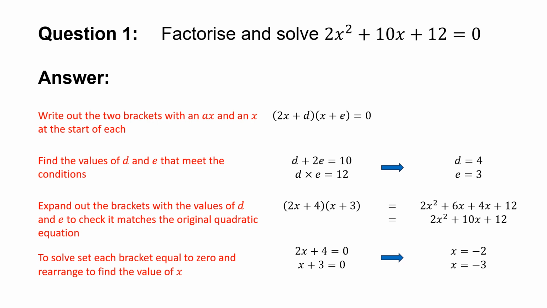So we have 2x plus 4 equals 0, which means 2x equals minus 4, which means x is equal to minus 4 over 2, which is minus 2. And then we have x plus 3 is equal to 0, so x is equal to minus 3.